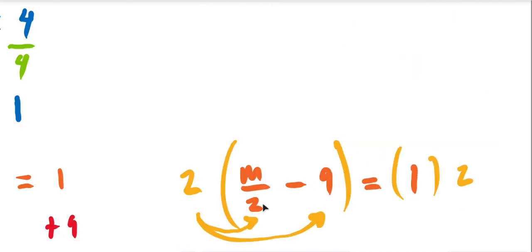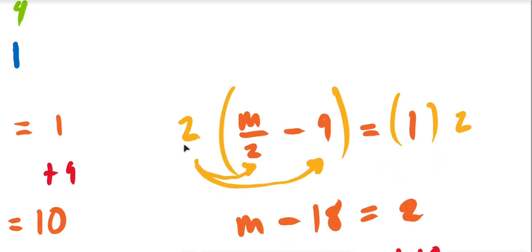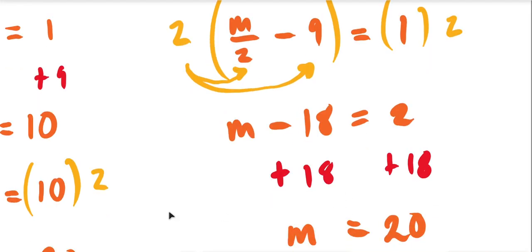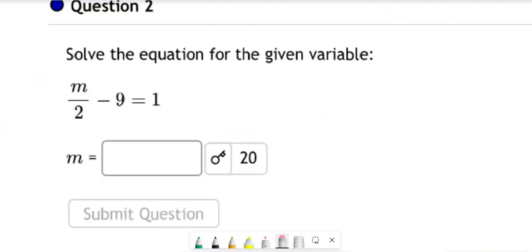Alternatively, we could have gotten rid of this fraction as our first move. If I multiply on both sides by 2, being careful to distribute the 2 on the left-hand side, I get rid of all my fractions in one fell swoop. Then I have m minus 18 is equal to 2. Adding 18 to both sides, I still get 20. We check our answer and continue.